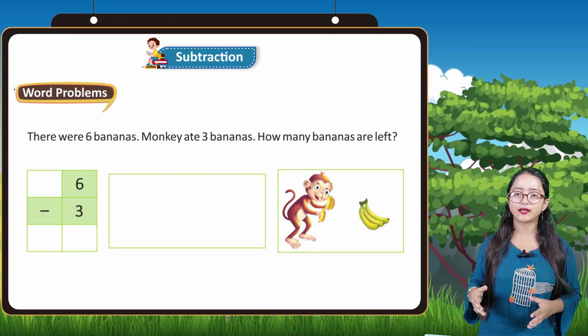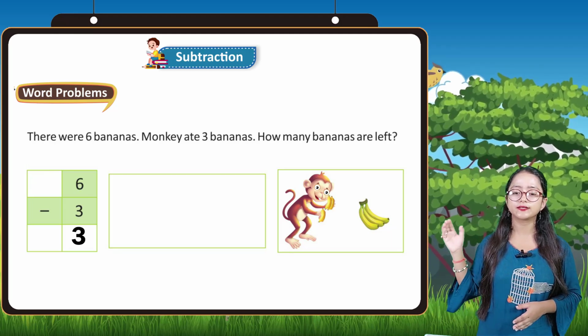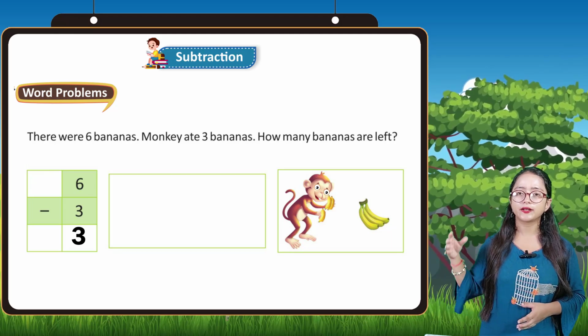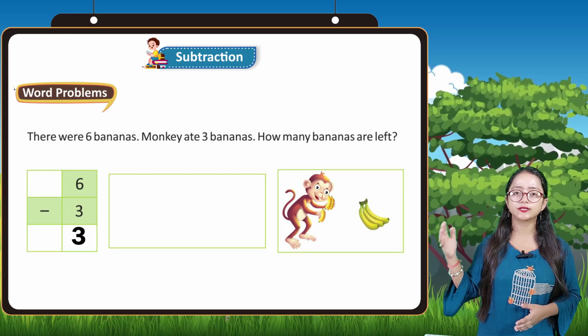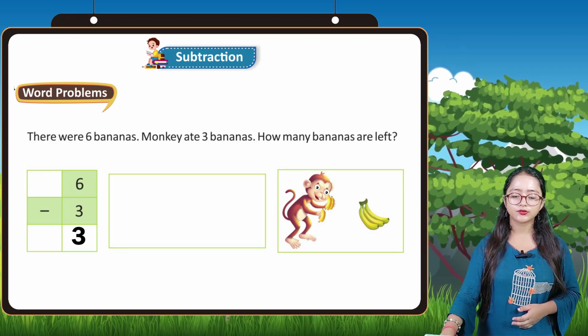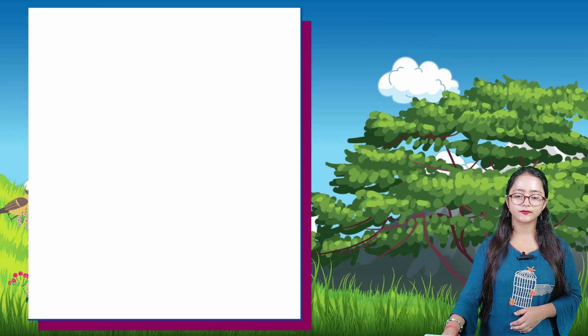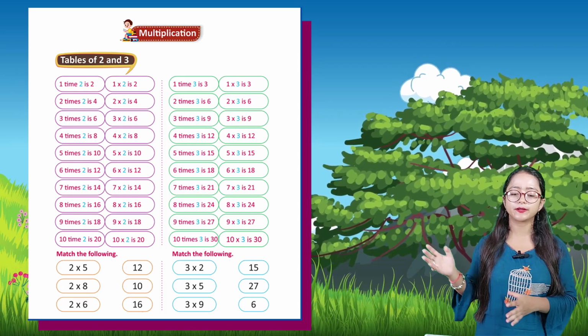Now the next question is: there were 6 bananas, a monkey ate 3 bananas. How many bananas are left? First you have to write down the total number of bananas, that is 6. Number of bananas the monkey ate, that is 3. And number of bananas left equals 6 minus 3. That means the answer is 3 only. So write down 3.